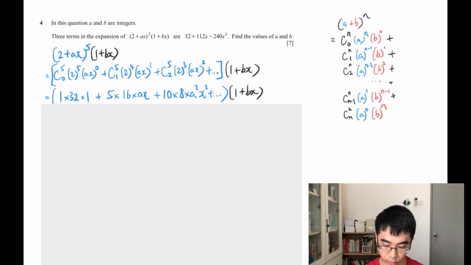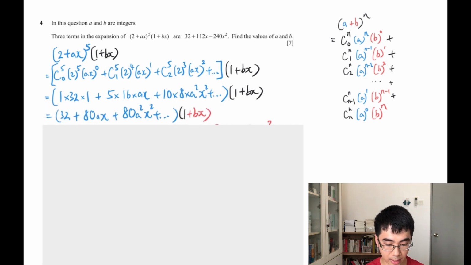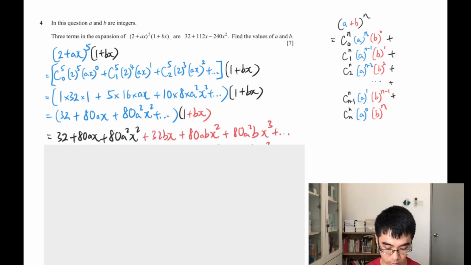Now we can further simplify this. The first term is 32, the second term is 80ax, and the third term will be 80a squared x squared. Now we can multiply the bracket to the front. The 1 multiplied by these three terms gives you just the same, because it's 1. Then the bx multiplied by these three terms gives you three more terms, followed by many other things, so I will use dot dot dot.